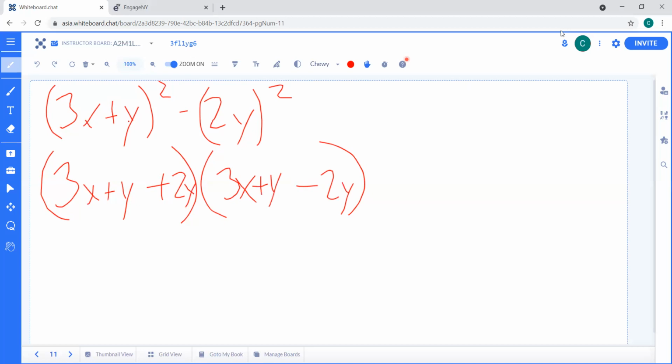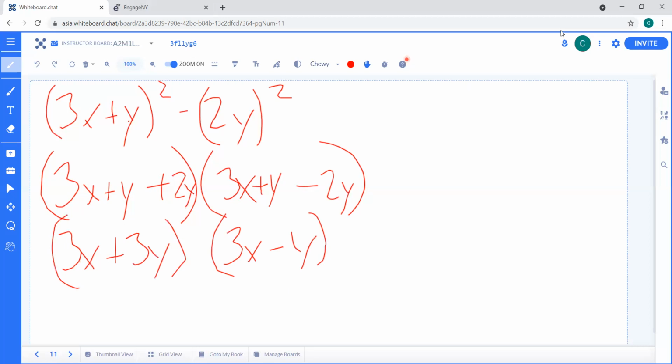Now what you would do there is say 3x, and here we're going to have plus 3y, and here we'd have 3x minus y. If you combine these y's here, that's 3x. This is just a negative y. Hopefully you're all noticing that.